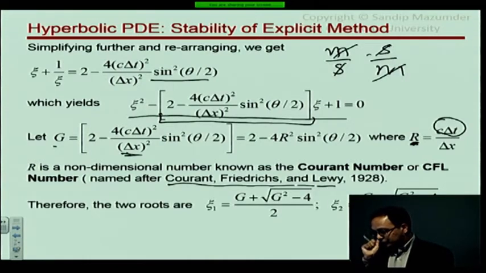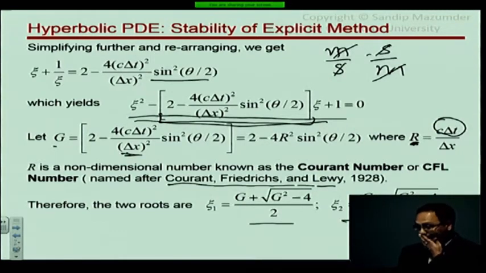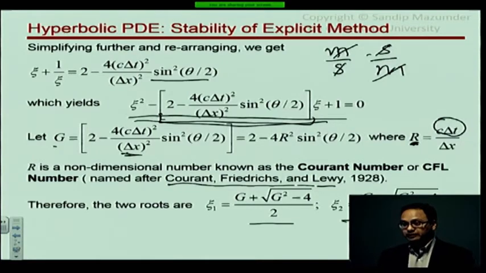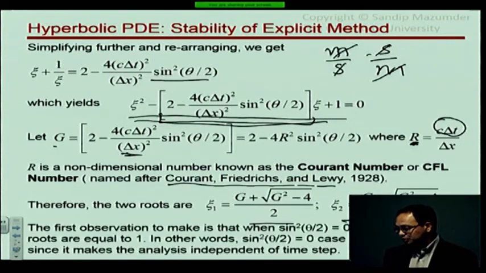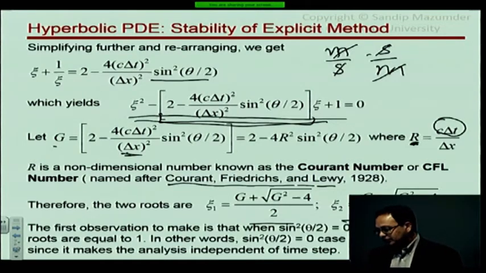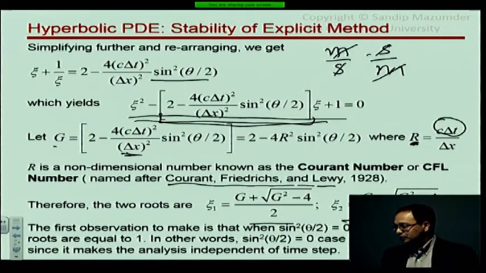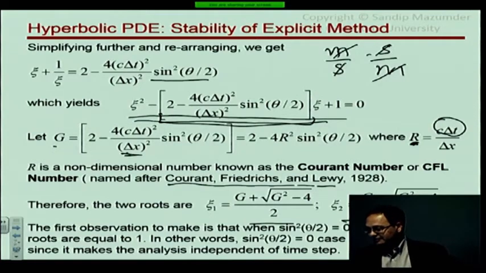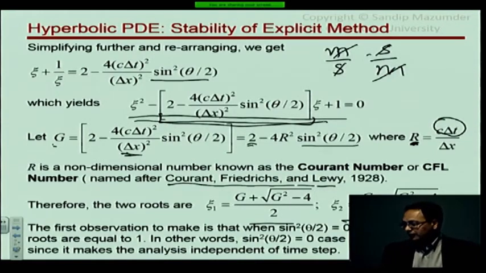All right, so getting back to our equation. We have this quadratic equation. If we solve it, we get these two roots. I'm just using the formula minus b plus or minus the square root of b squared minus 4ac, over 2a. So those are your two roots. First observation to make is that when sine squared theta over 2 is equal to 0, then g becomes equal to just 2. And then both roots in that case become equal to 1.